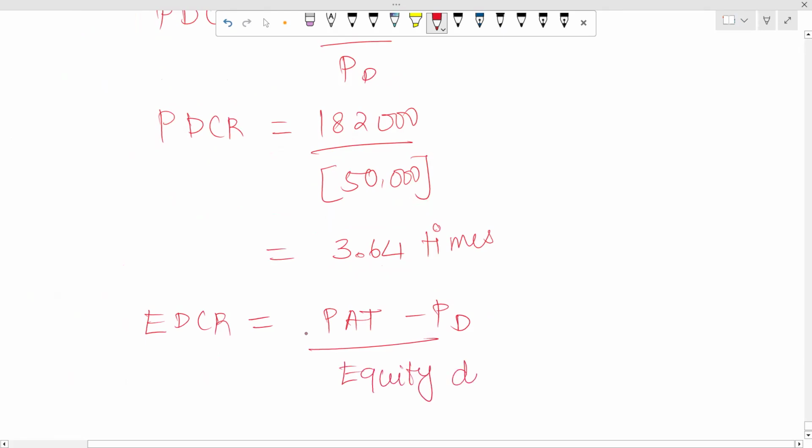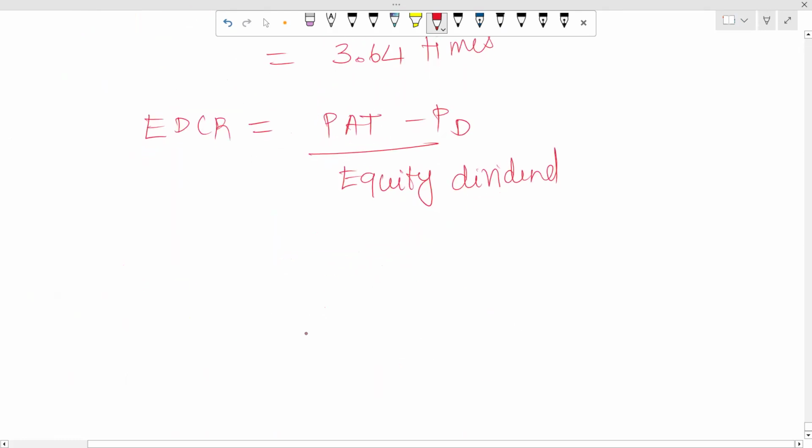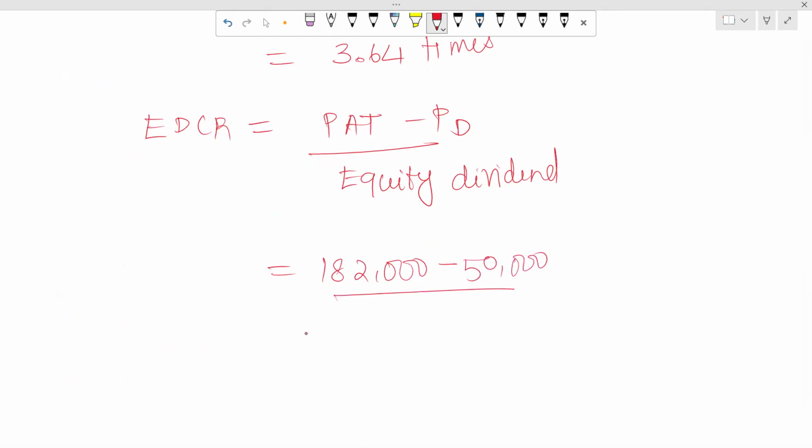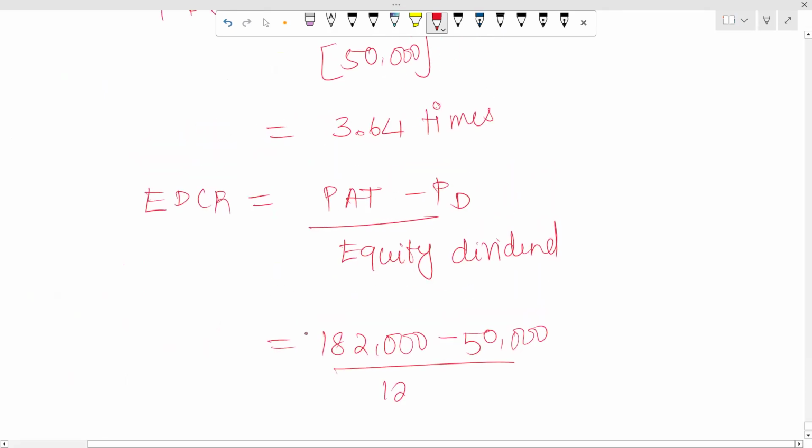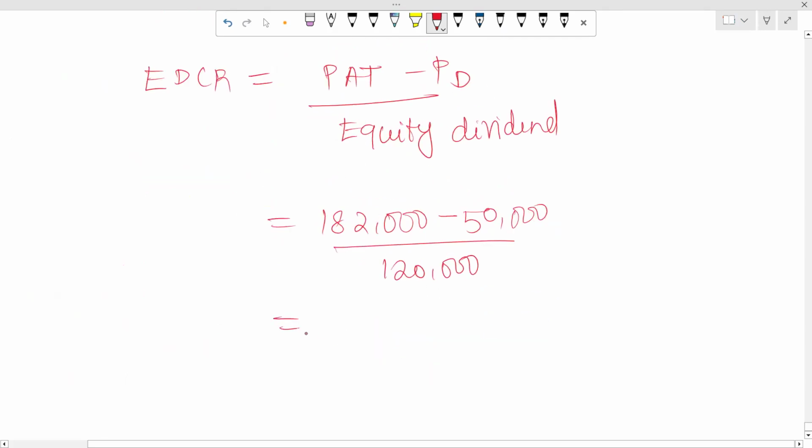Next, equity dividend coverage ratio is equal to profit after tax minus preference dividend divided by equity dividend. So what is profit after tax? 1,82,000, out of which 50,000 is paid as dividend to the preference shareholders, divided by equity dividend, how much? 1,20,000. How much do we get? 132 by 120, 1.1. 1.1 times.